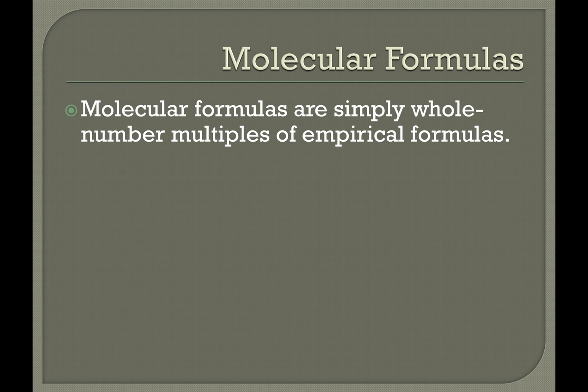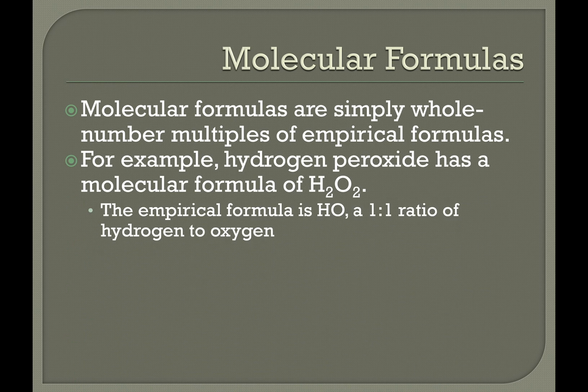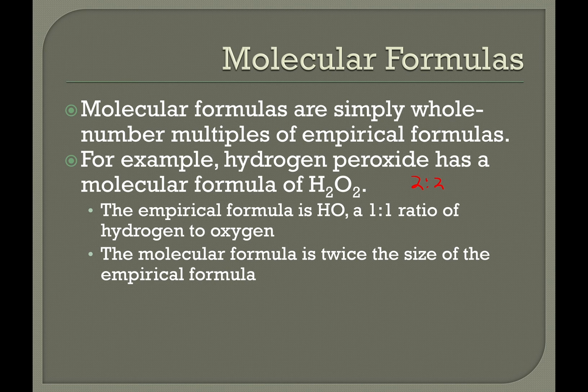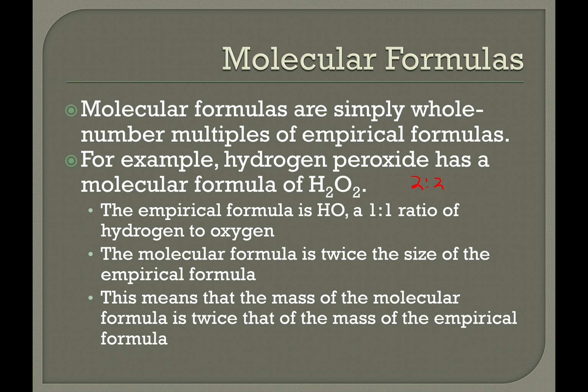Now molecular formula is simply a whole number multiple of an empirical formula. So hydrogen peroxide's formula is H2O2. That's 2 hydrogen to 2 oxygen, or a 2-to-2 ratio. But we can simplify that. We can divide out a 2, and we'd be left with an empirical formula of 1-to-1, a ratio of 1 hydrogen to 1 oxygen. So H2O2 is a molecular formula and a multiple of 2 of the empirical formula HO. So the molecular formula is twice the size and therefore twice the mass of the empirical formula.